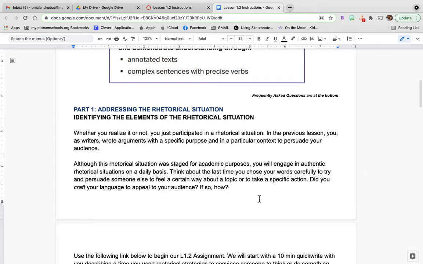Did you craft your language to appeal to your audience? If so, how? If you've ever asked your mom, dad, grandma, grandpa, aunt, uncle, guardian for something and you changed your voice in a way to make it more appealing to get the answer you wanted, you conducted a rhetorical situation. If you ever talked your brother, sister, friend into doing something or feeling something, you have participated in a rhetorical situation.